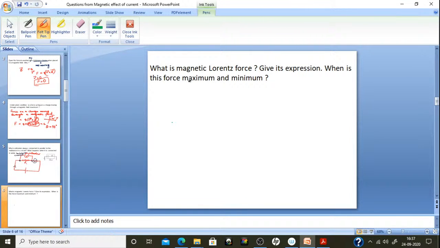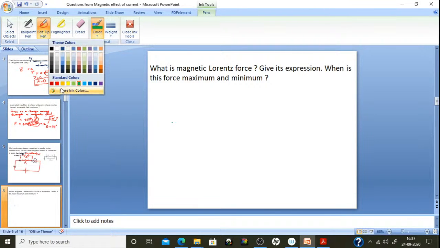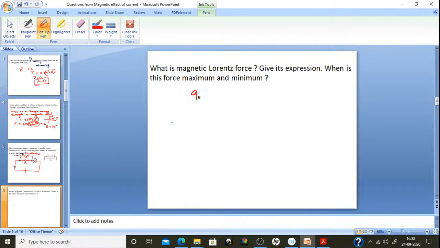So, first question is, what is magnetic Lorentz force? I have already answered this question in one of the last questions. So, the formula is Q V cross B. This is the magnetic Lorentz force. If you have a magnetic field B and there is a particle moving in this magnetic field whose charge is Q and velocity is V, then the force on this particle will be Q V cross B, right? This is the magnetic force.